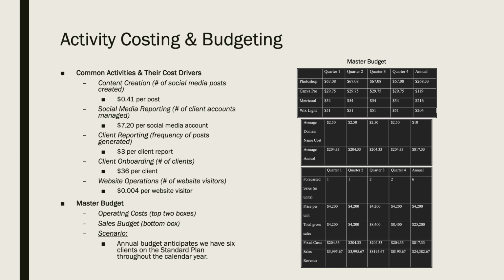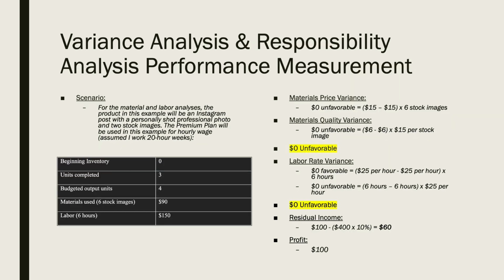Activity costing and budgeting. So here are some common activities: content creation, social media reporting, client onboarding, and website operations. And we did cost per each activity here. We have our master budget and the scenario for how we got these numbers listed at the very bottom.